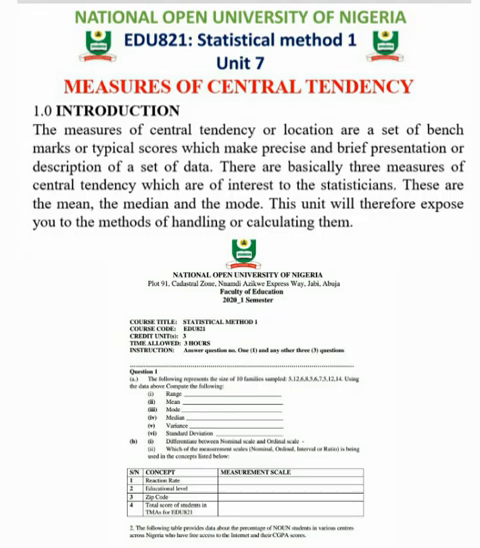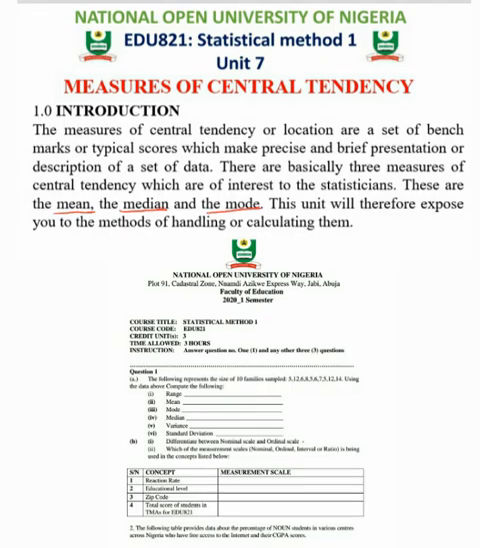As is seen here, the measures of central tendency or location are a set of benchmarks or typical scores which make a precise and brief presentation or description of a set of data. There are basically three measures of central tendency which are of interest to statisticians. They are the mean, the median, and the mode. This unit will therefore expose you to the methods of handling or calculating them.